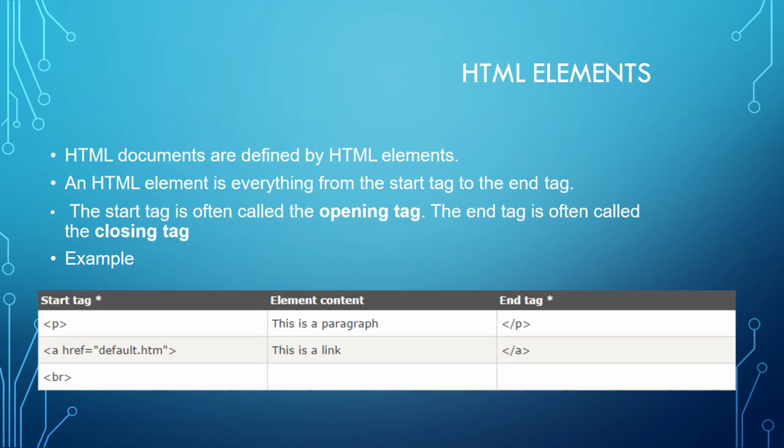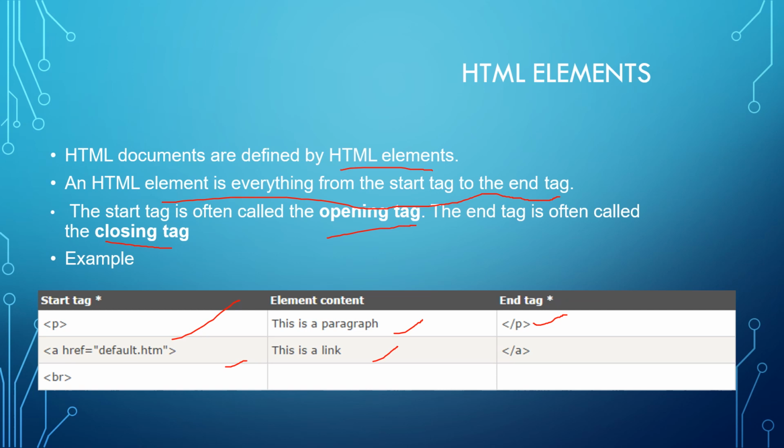Next comes the HTML element. HTML documents are defined by HTML elements. An element is everything from the start tag to the end tag. The start tag, as I have already told you, is called the opening tag, and the end tag is called the closing tag. So this is the element content, and this is the end tag.